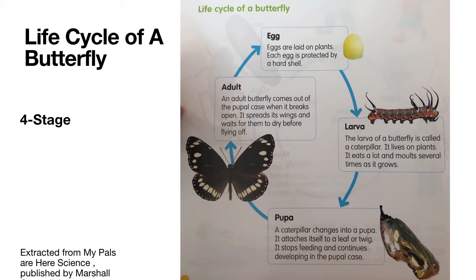The pupa is actually the third stage of the life cycle in a butterfly. So at this stage, it can attach itself to a leaf or twig. It stops feeding, it continues developing in the pupa case. And finally, breaking out of the case is actually the butterfly. So an adult butterfly comes out of the pupa case. When it breaks open, it spreads its wings and waits for them to dry before flying off. Okay, so this is a 4-stage life cycle of a butterfly.